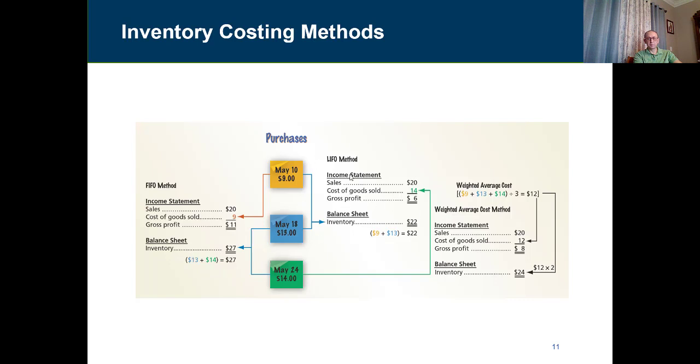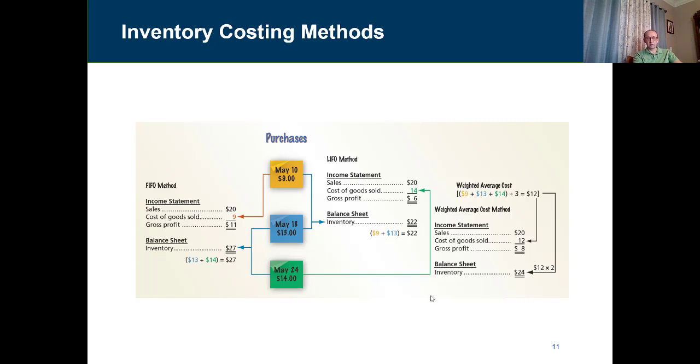If we're using LIFO, then we use the last item purchased to be the first item to leave our warehouse. So LIFO, last in, first out. In this case, our cost of goods sold would be this green transaction, May 24th, for $14. And you can see that our gross profit would be lower. Sales minus cost of goods sold would give us a gross profit of $6. Then the balance sheet would show the inventory for the remaining two items, which is the $9 item and the $13 item, for a total of $22.